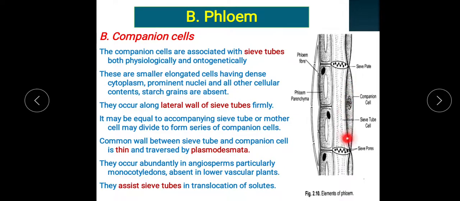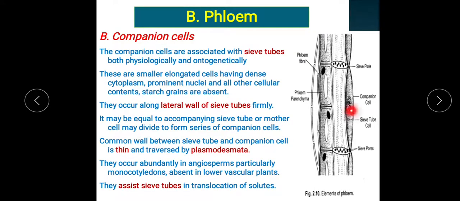Okay, so they are attached very firmly, and they occur along the lateral wall of the sieve tubes, and that's why they are called the companion cells, because they give company to the sieve tubes. The length of the companion cell can be equal to the accompanying sieve tube, or the mother cell may divide two or three times to form a series of companion cells.